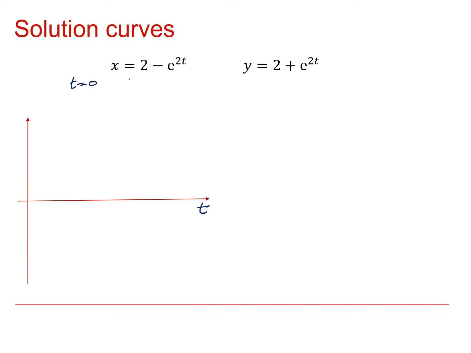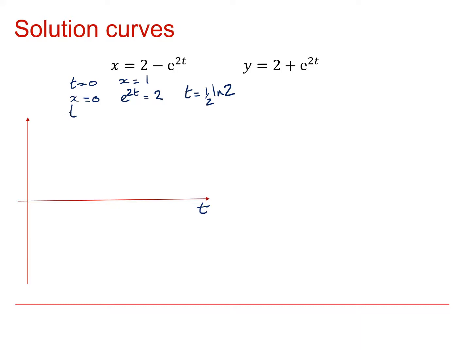When t equals 0, x is equal to 1. We actually know that from the initial conditions, but it's confirmed here. e to the 0 is 1, so we get 2 minus 1, which is 1. We can also think about x being equal to 0. You see, e to the 2t is going to get larger as t gets larger, which means at some point this thing is going to go through 0. And in fact, that will be when e to the 2t is equal to 2, which is when t is equal to a half log 2. And that's around about 0.35.